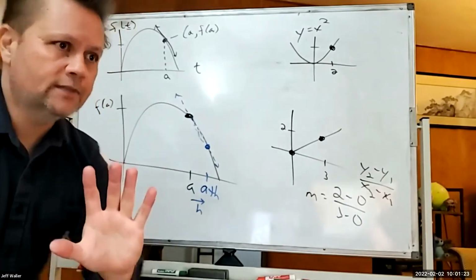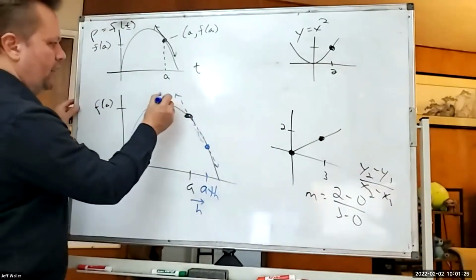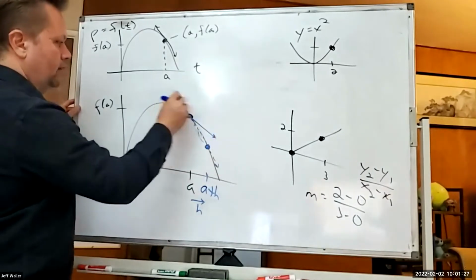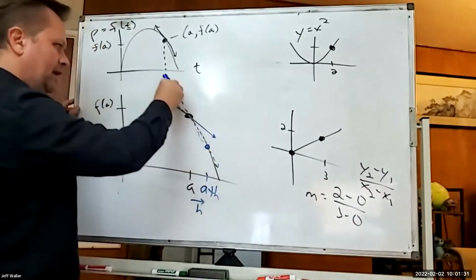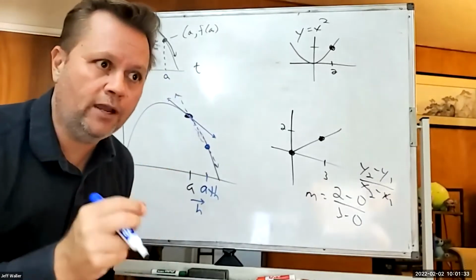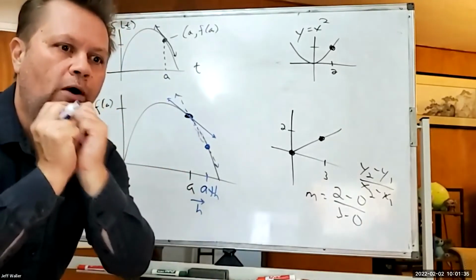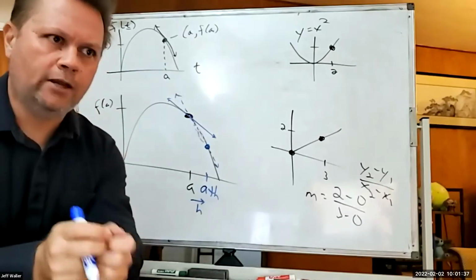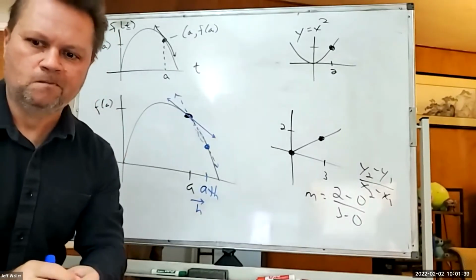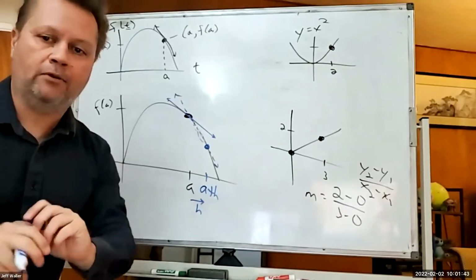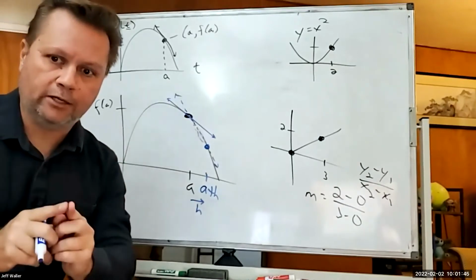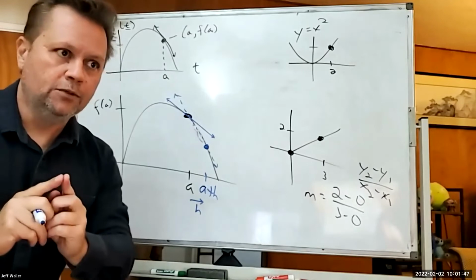The line I want should be like this. Since I'm using that point that's further down, the line I'm going to get, the slope isn't going to be quite right. So what makes it better then? What would I do to make my approximation better?